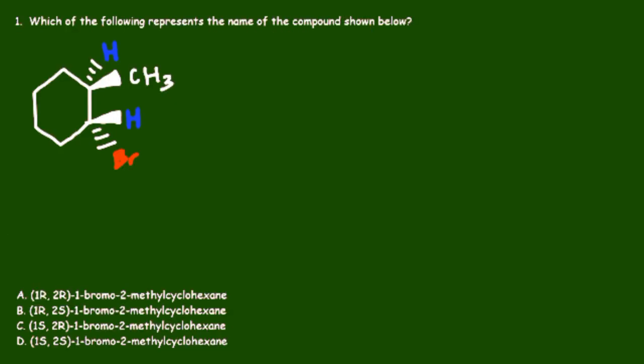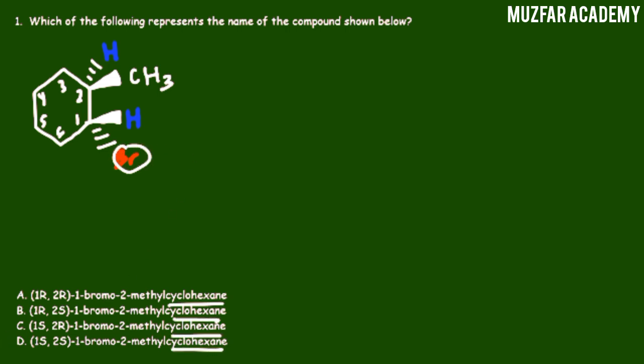Number 1. Which of the following represents the name of the compound shown below? So let's go ahead and name it. This is going to be carbon 1, and this is going to be carbon 2. We have a 6-membered ring, so this is cyclohexane, which we can see in the parent name for all of the answer choices. We have a bromine on 1 and a methyl on carbon 2. So it's going to be 1-bromo, 2-methyl, cyclohexane.